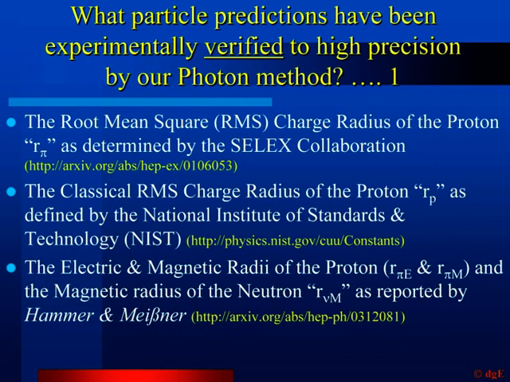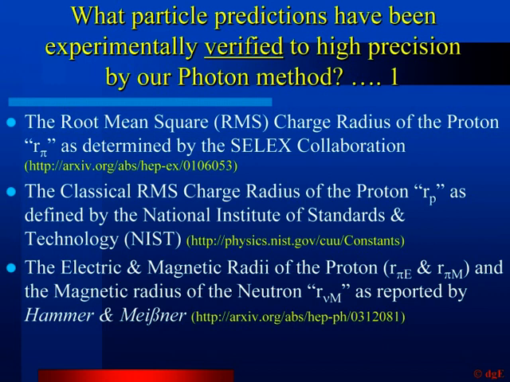What particle predictions have been experimentally verified to high precision by our photon method? Basically, everything one can measure precisely is in agreement with our approach. For example, our method agrees precisely with the root mean square charge radius of the proton as determined by the Selex collaboration. It also generates the classical root mean square charge radius of the proton as defined by the National Institute of Standards and Technology.